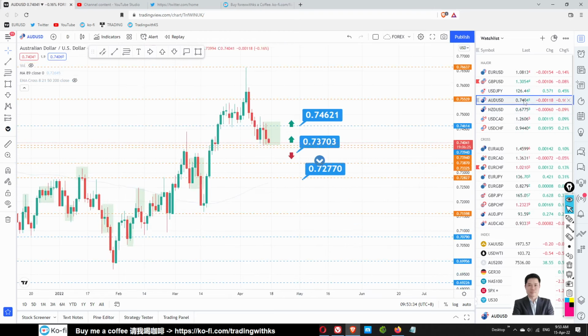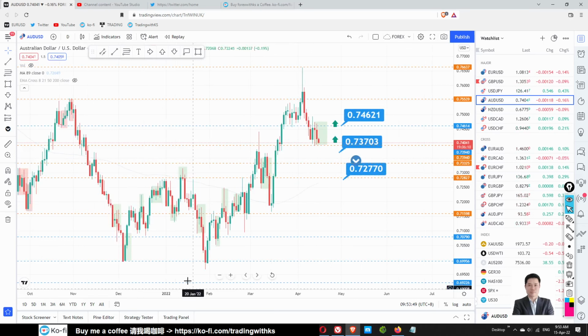AUDUSD, we are on a retracement back. So this one, probably want to look for a buy opportunity somewhere around this area.